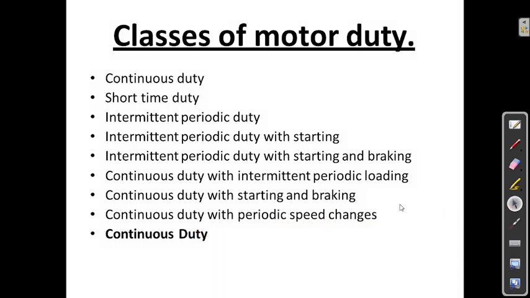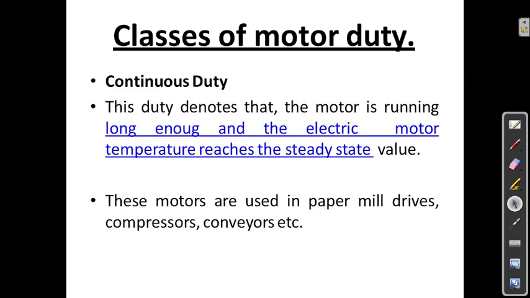Now we will go deeply into these classes of motor duty. First one is continuous duty. This duty denotes that the motor is running long enough that the electrical motor temperature reaches a steady state value. These motors are used in paper mill drives, compressors, conveyors, etc.